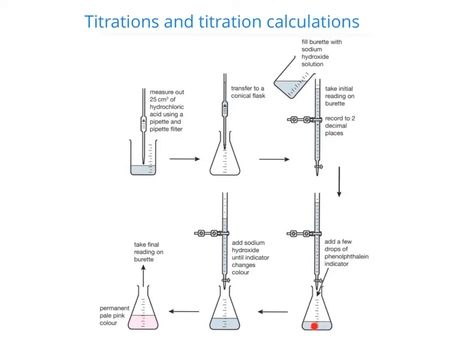We then add a bit of indicator because we need to know when the reaction changes colour. That's going to tell us the end point because my acid and alkali are colourless. So we would then add our sodium hydroxide, having read the first reading on the burette, until the indicator changes colour, take a final reading, and we would probably do this experiment 2 or 3 times. It's not random, we do it until we get concordant results, and we're going to look at that and what the results table looks like in a moment.